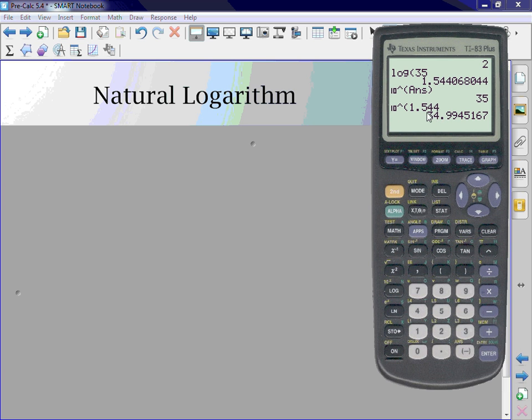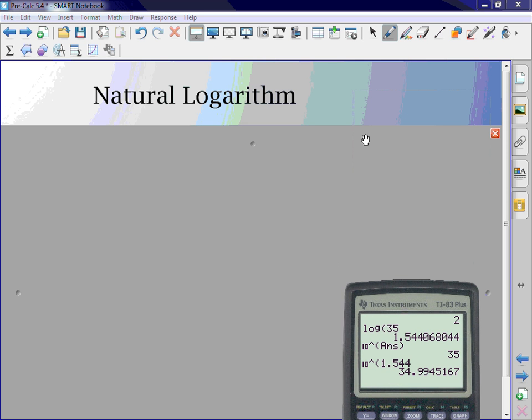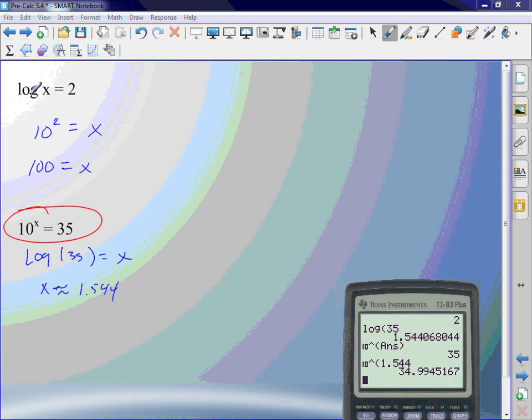I was just showing you that it's not 35 because we rounded. To change a log to exponential, that's a 10. So 10 squared equals x. It's always the base. Your exponent equals whatever's on the inside there.